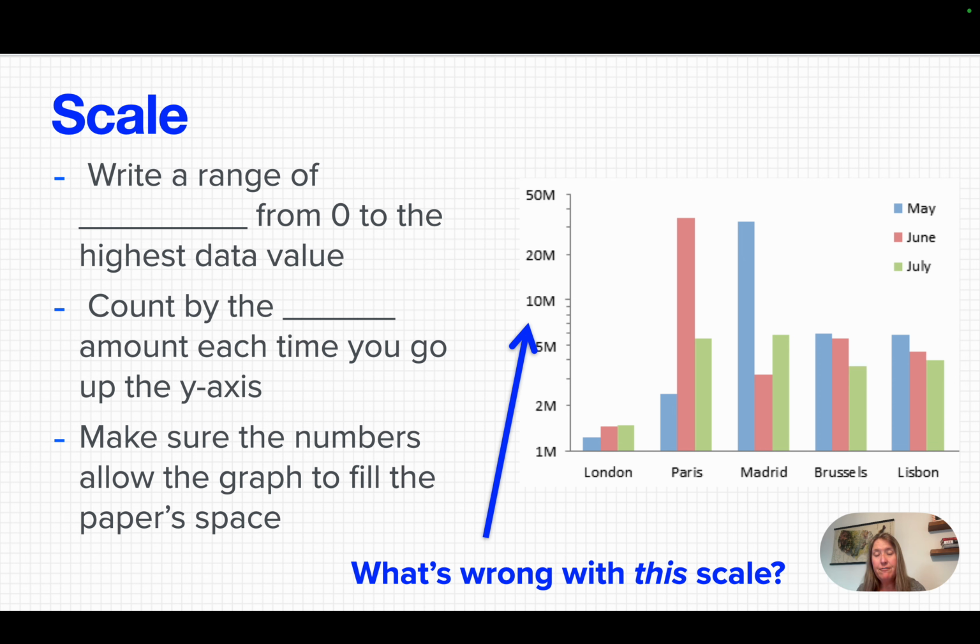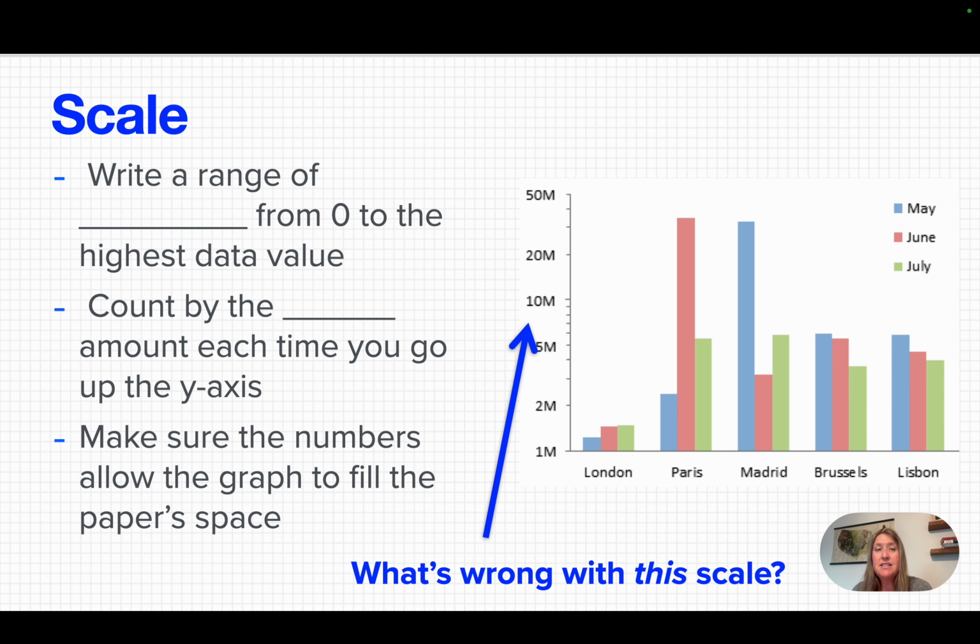Now, when we graph, we actually want to scale up our image. We want a picture to illustrate how big or how small something is. So you'll notice here that, for example, Paris and Madrid in June and May, their highest numbers go almost to the top of the graph. So pretty high up there, and that's not by accident. That's generally what we mean to scale something. You can scale something up and you can scale something down.